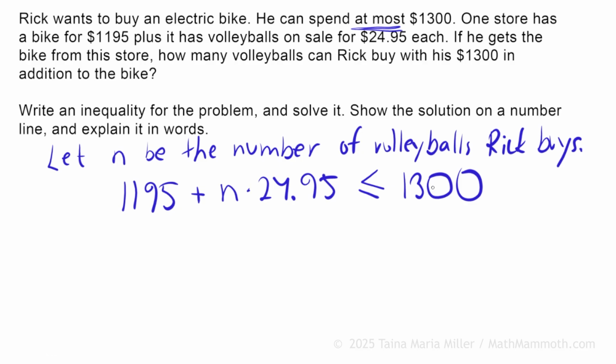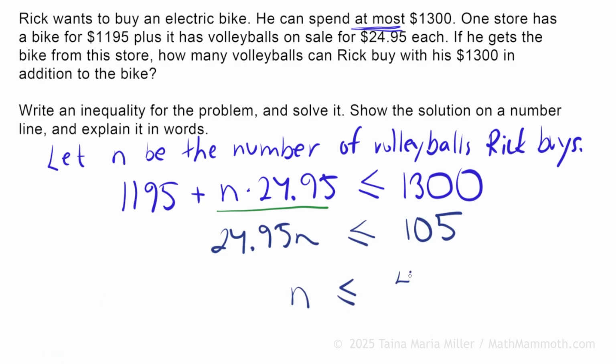And to solve this, okay, what would we do? Just like in an equation, we will first subtract the $11.95. I will also write this here in the other order, in other words, as 24.95 times n, since that's more customary. Then we subtract $11.95 from both sides. It disappears from here, and here we get 105. The next step is to divide both sides by 24.95.